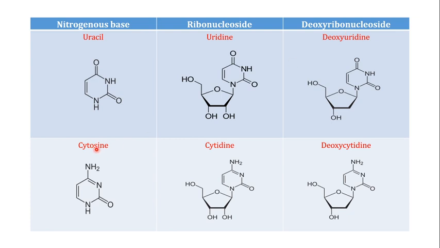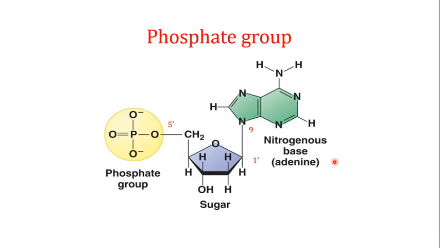If you talk about the cytosine, I hope you have got the idea what the ribonucleoside and the deoxyribonucleoside mean. So the nitrogenous base, the cytosine, its ribonucleoside is known as the cytidine, and its deoxyribonucleoside is known as the deoxycytidine. So these deoxyribonucleosides, they are used in the DNA. The ribonucleosides, they are used in the RNA.